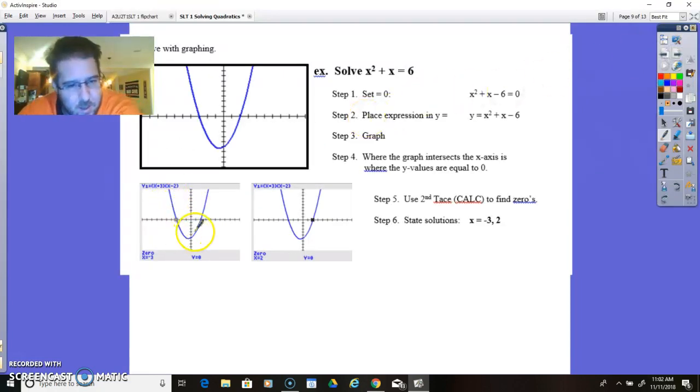So as I mentioned, I think in prior videos, wherever a quadratic hits the x-axis is the solution. So the solution here is negative 3 and 2 because negative 3 is where it hits here and 2 is where it hits here. So there's two possible solutions. Now, will the answers always be integers? No, they will not.